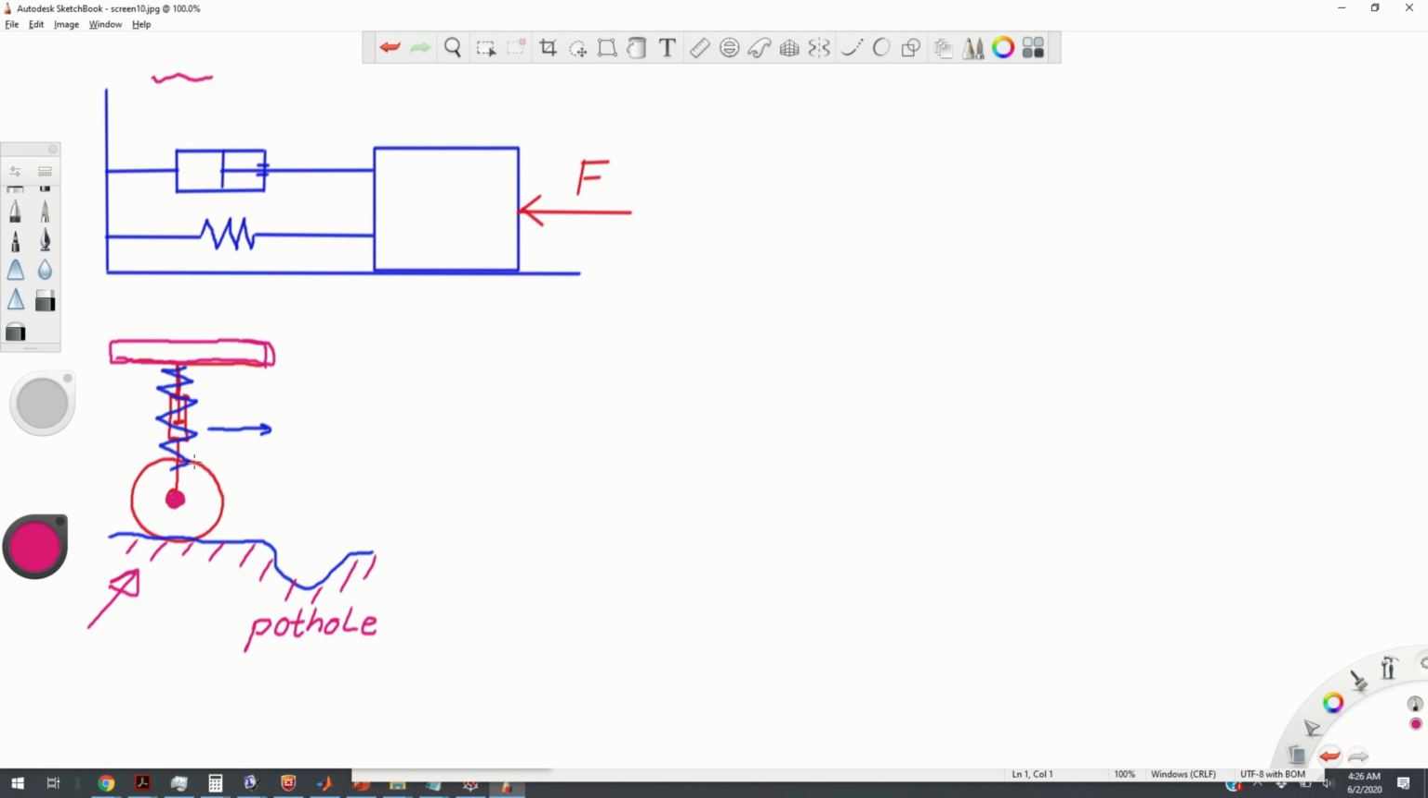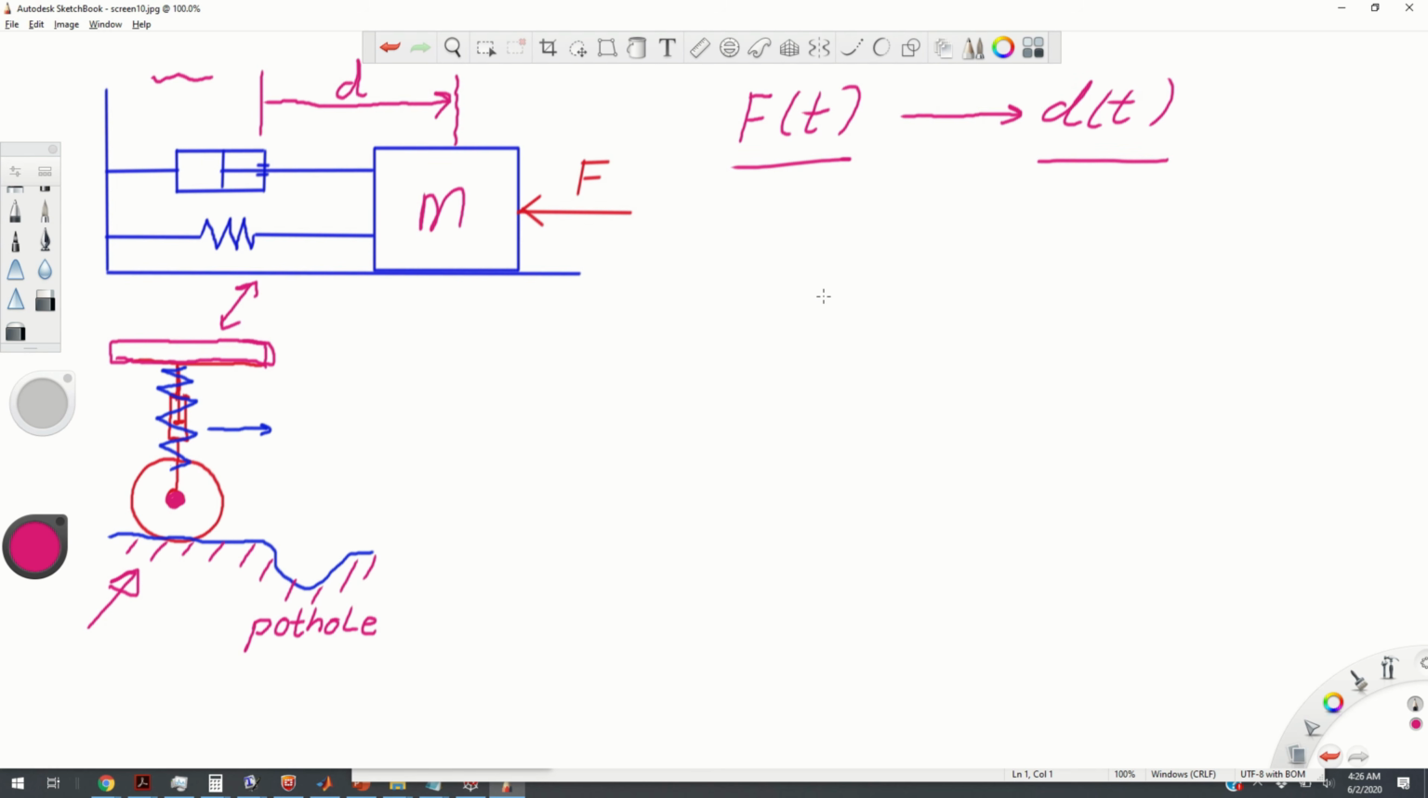Now, what you can see here is actually a spring and a damper, and this is nothing less than our spring mass damper system. Now, we will be interested in finding a mathematical relation between the force acting on the mass m and the displacement of the mass. So let the displacement be denoted by d. So we want to find a mathematical relation relating force and displacement.